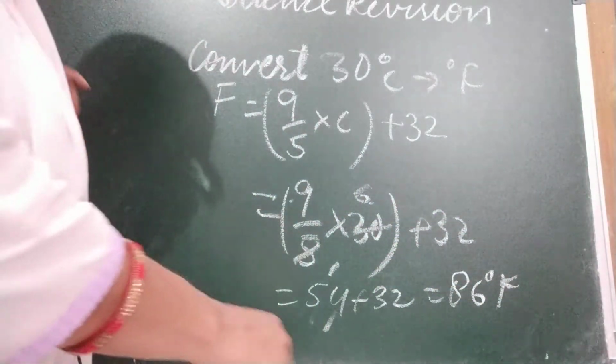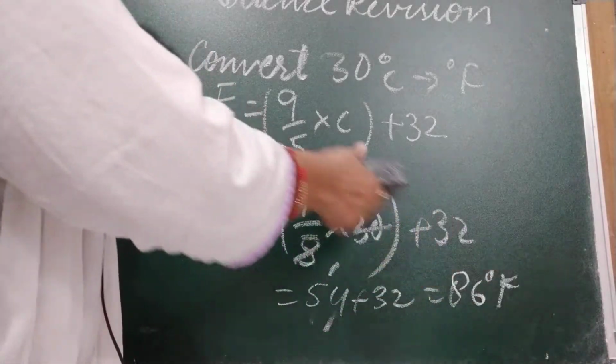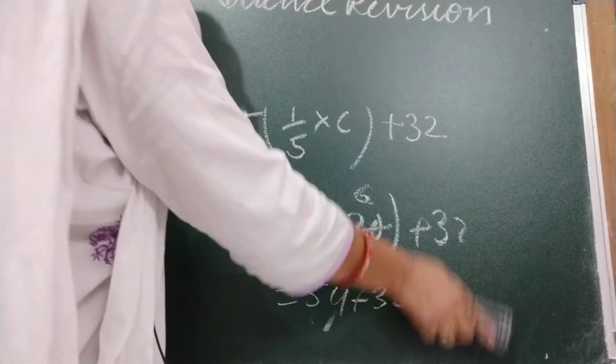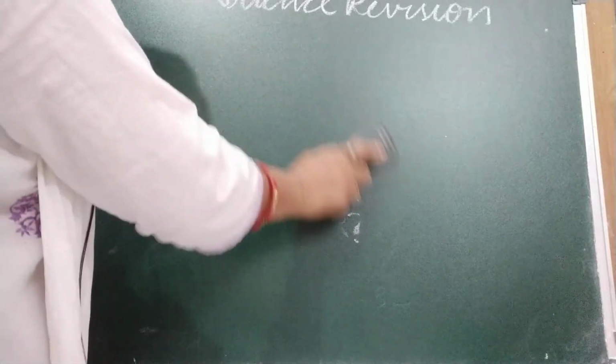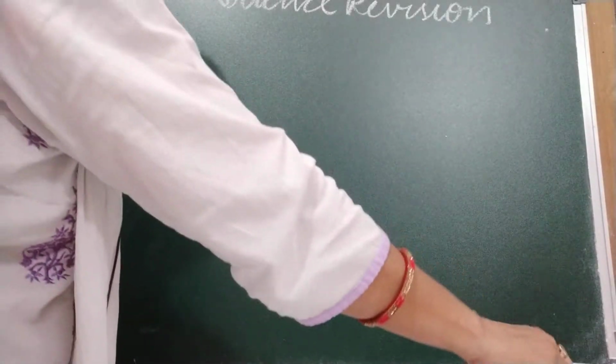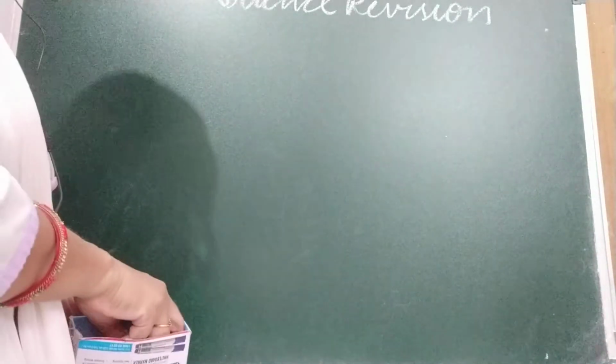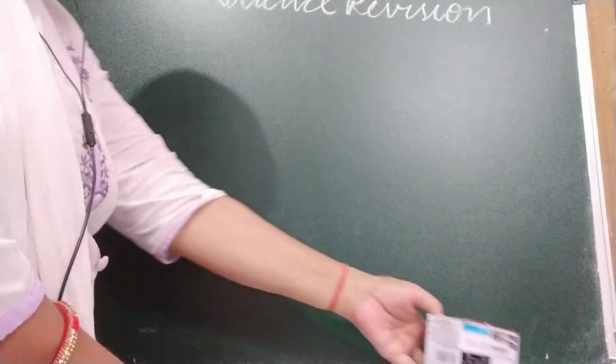And what precautions can we take while measuring the temperature by a clinical thermometer? What is the function of the kink? As we know, the level of mercury in the stem remains the same because of the kink.